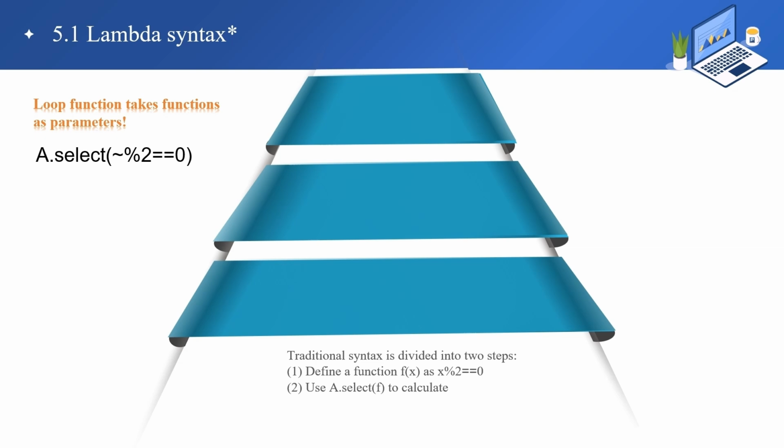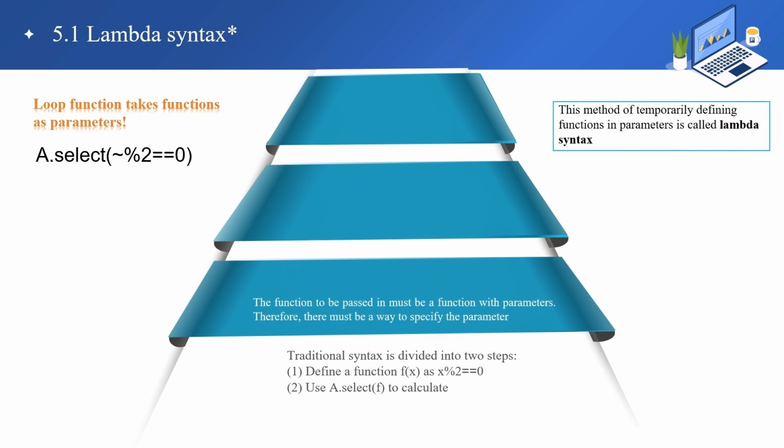For example, this x%2 == 0 is very simple. It's too troublesome to define an f function for such a matter. Therefore, people further invented the programming syntax to define a function directly with an expression. Instead of defining the f function in advance, it can be directly written into the parameter of the select function. For example, it can be written like this.